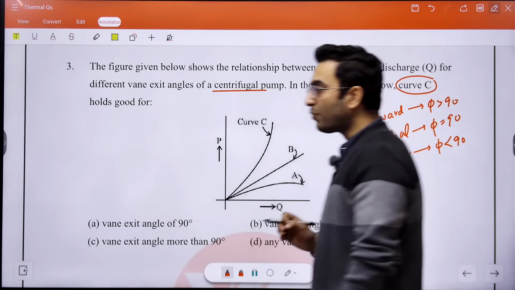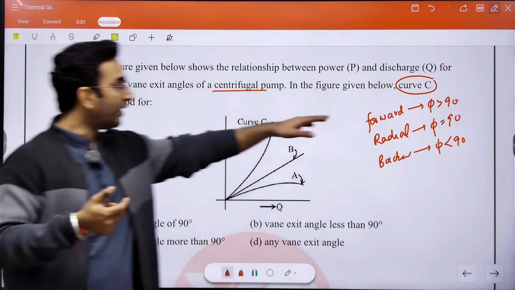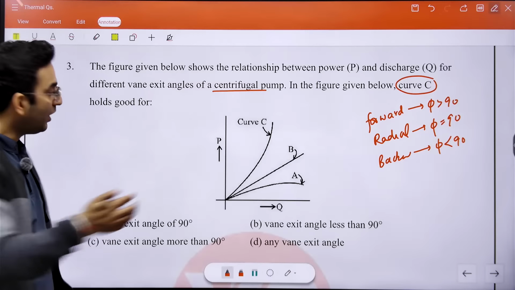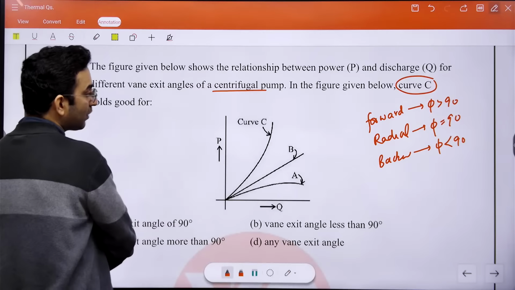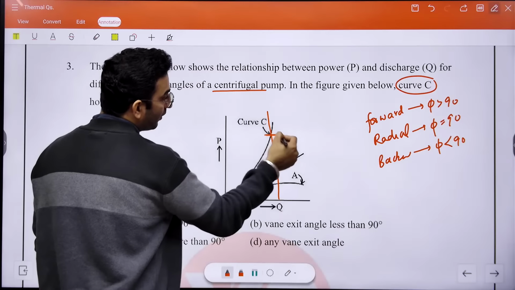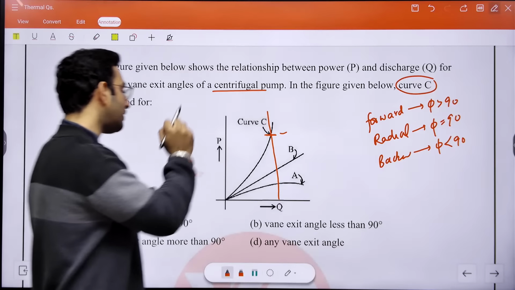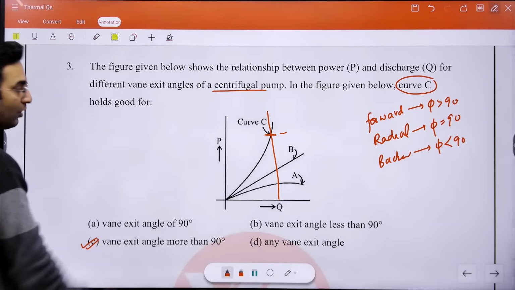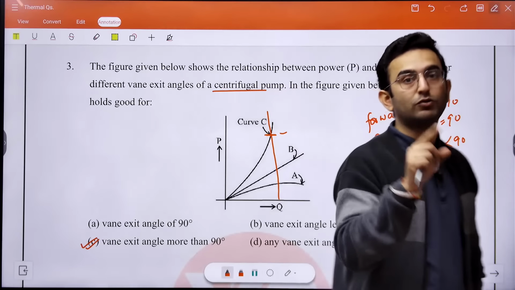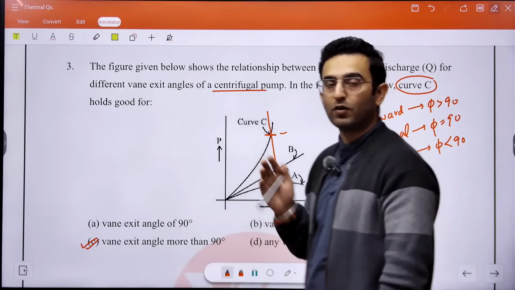The most important thing to remember is that if you are using the forward blade in a pump, you are going to get the maximum pressure rise, but the power consumption is also going to be significant. If you look at the graph between pressure and discharge, you will observe that at a constant discharge, the power consumed by curve C, or blade C, is the highest. That means it is a forward blade in which the vane angle is more than 90 degrees. So the power consumption of the forward blade is very large as compared to the radial blade and the backward blade. Backward blades consume the least amount of power among all of these.